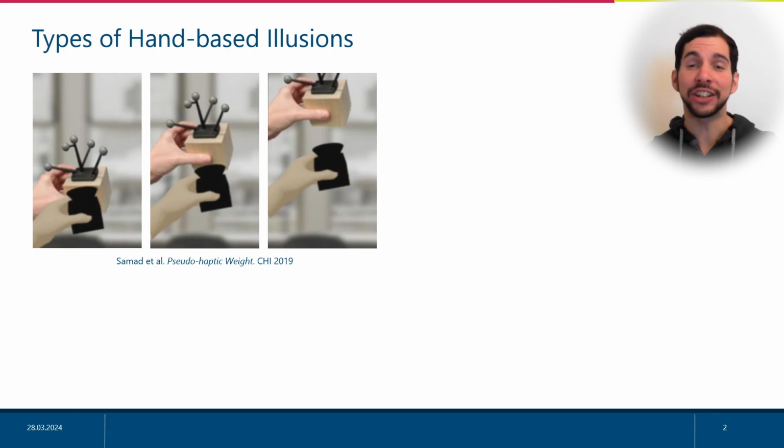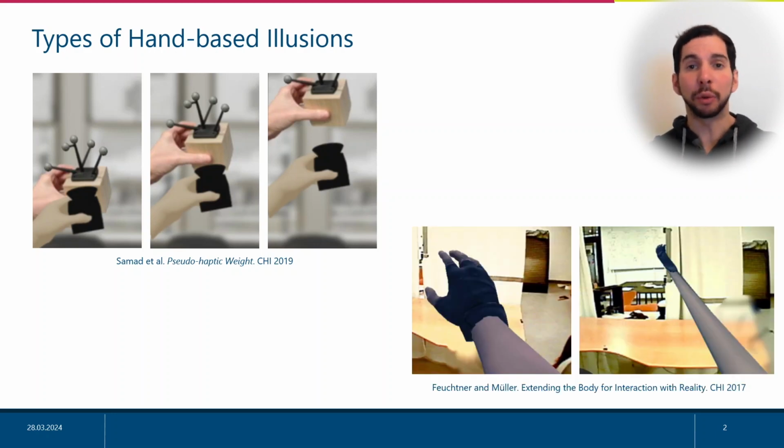In recent years, we have seen many hand-based illusion techniques that serve the purpose of, for example, simulating haptic properties of virtual objects, such as pseudohaptic weight. Here, Seibert and colleagues simulate the sensations of a heavier cube only by visually slowing down users' real-world movements of the cube. Illusions have also been used to enlarge the interaction space, for example by extending users' arms, allowing them to interact with distant objects.